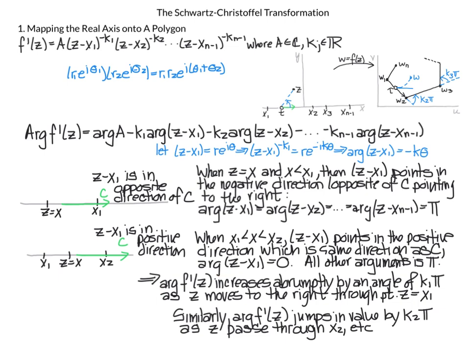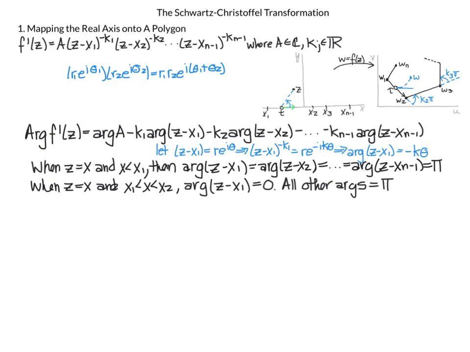Similarly, when you come to x2, when you're looking between x2 and x3, now x2, this argument will be equal to 0, but all the other x3, x4, etc., the ones to the right of x2, those will also be equal to pi. So similarly, the argument f prime of z jumps in value by k2 pi as z passes through x2, etc.